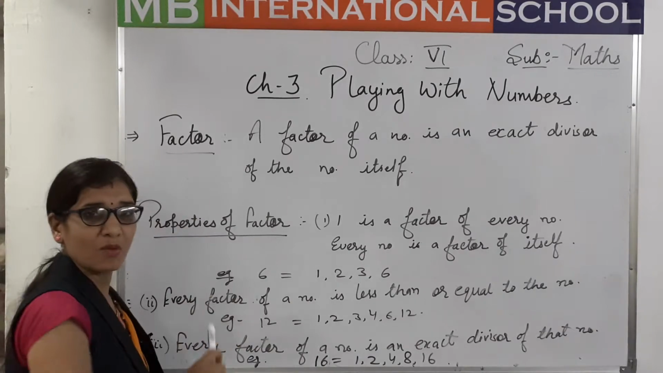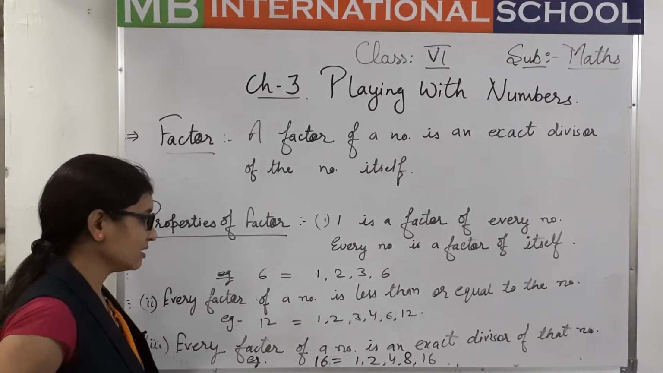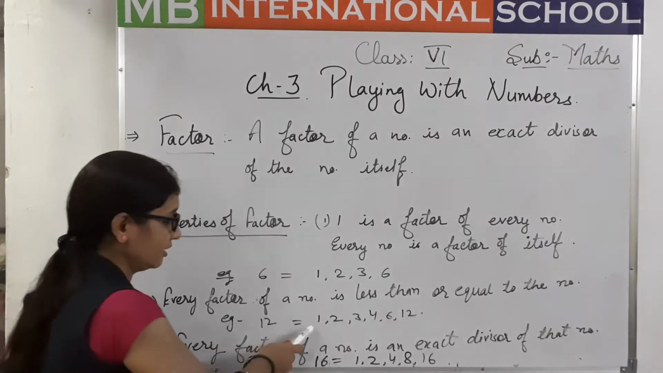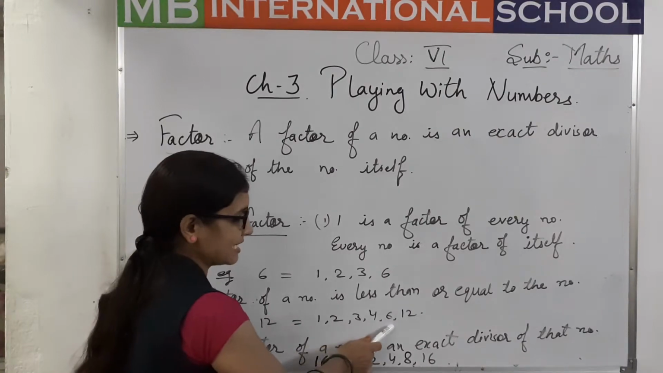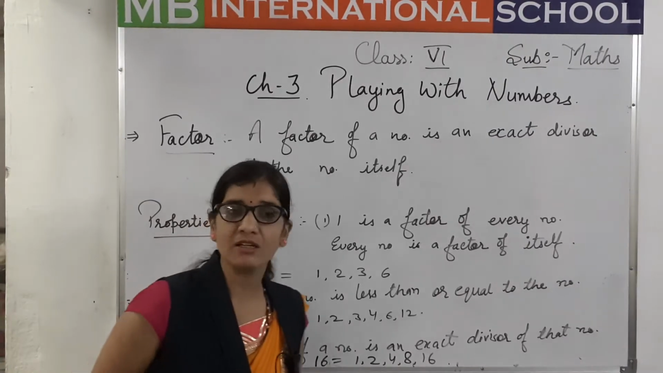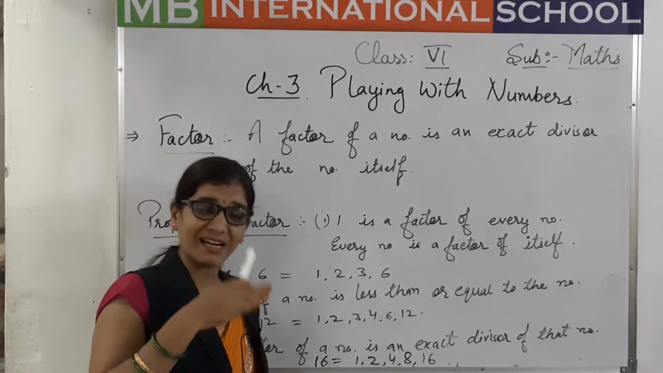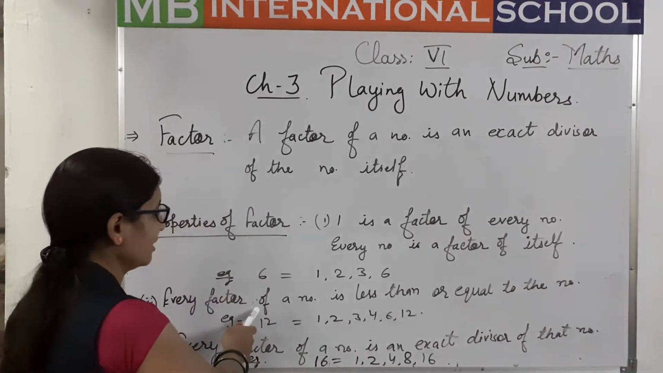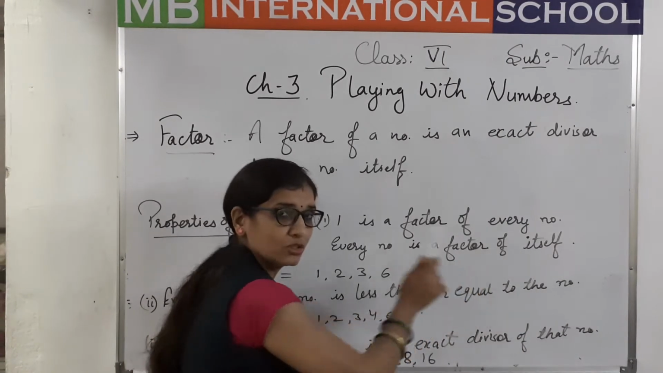Now the second property is every factor of a number is less than or equal to the number. Here I have taken the factors of 12. These are the factors of 12: 1, 2, 3, 4, 6 and 12. Now we can see that the factors are always less than or equal to the number. आपने देखा कि जैसे हमने 12 एग्जाम्पल लिया तो उसके फैक्टर्स उससे कम या बस उस नंबर तक ही होंगे. They are not more than that. So we can say this property, that every factor of a number is less than or equal to the number.